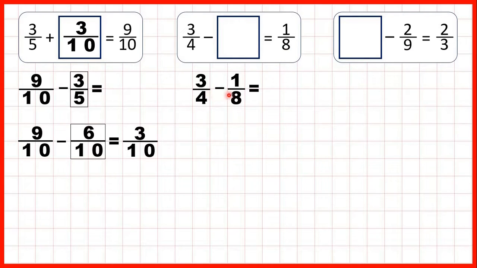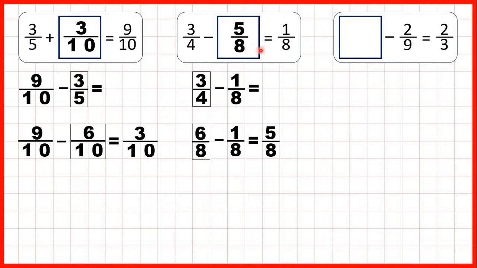Again, to subtract fractions, we need the denominators to be the same. Now 8 is in the 4 times table, so we can find an equivalent fraction to 3/4, which has a denominator of 8. That's 6/8, because we use multiplication to find equivalent fractions. 4 times 2 is 8, and 3 times 2 is 6. So now, when we subtract the 1/8, the denominator stays the same, and 6 minus 1 is 5. So our missing fraction here is 5/8.